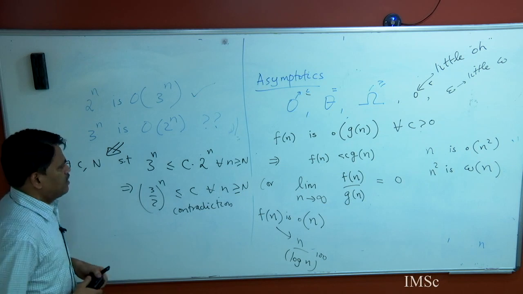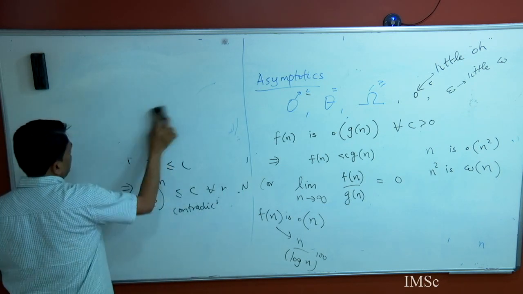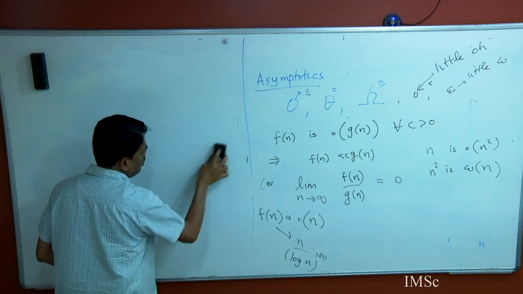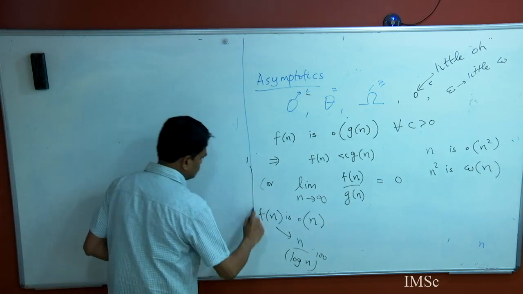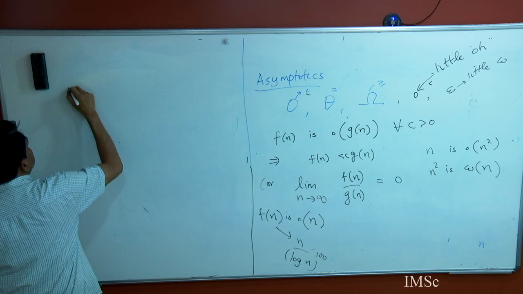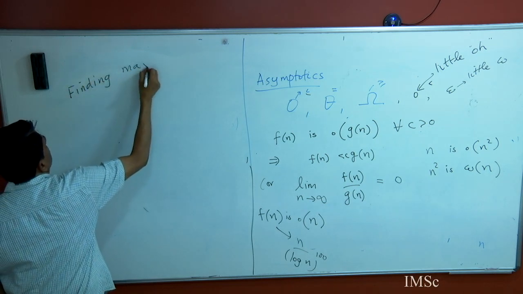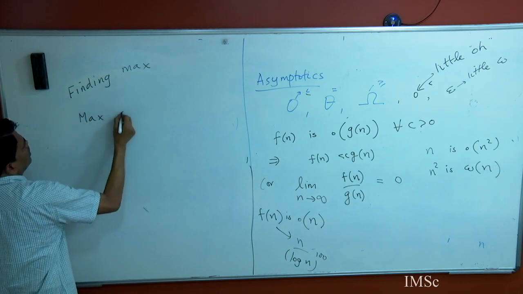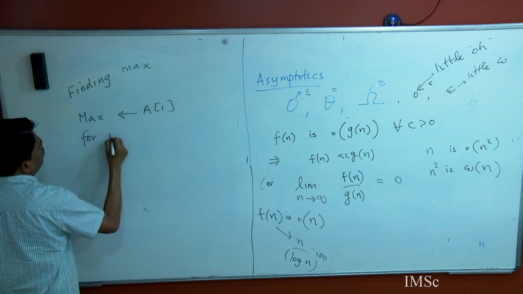Now that I've introduced this little o, let me give an exercise. So we talked about finding the maximum, right? What about finding the second maximum? Finding max, remember the algorithm was, I take the first element and I had a for loop.